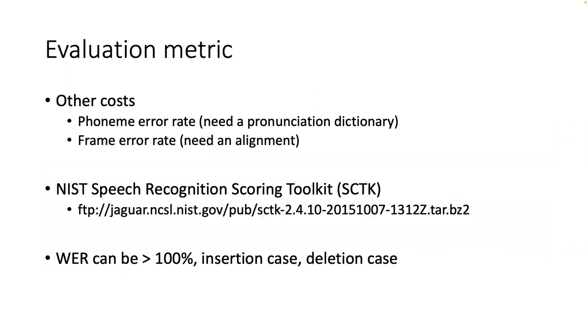Okay, so is this the only cost used for speech recognition? Actually, not. We also use other costs, for example, phoneme error rate. If you remember some of the examples, the errors are phonemically very close, right? CMU becomes CA or something like that. So to find the phonemic distance, phoneme error rate is often used.